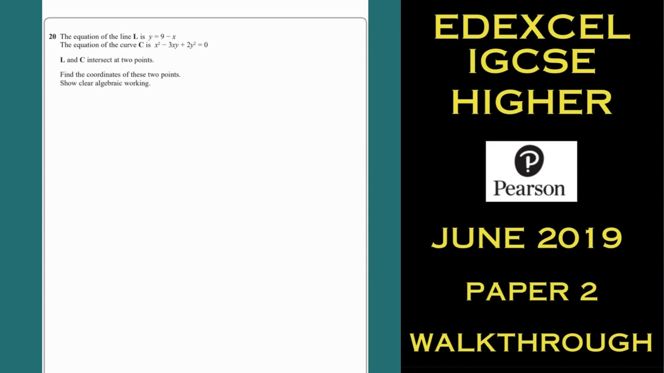Number 20. So you've got an equation of a line, you've got an equation of a curve. Yep, it's simultaneous equations. If you want to find where they intersect, you sub one into the other. So you could rearrange this to go x equals, but why bother? It's already done for you. So I'm going to start with the curve's equation, but where I see a y, I replace it with 9 minus x.